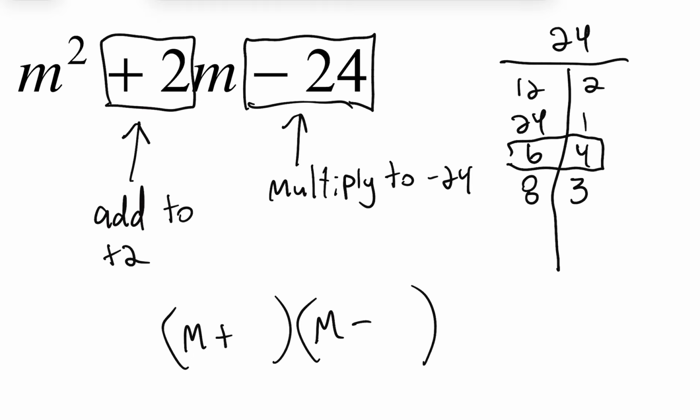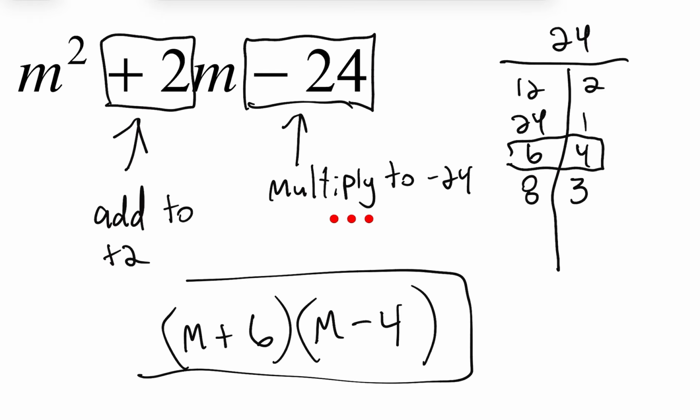So I noticed the 6 and 4. Which one has to be positive? The 6, because if we add a positive 6 and a negative 4, you get a positive 2. If the symbols were flipped, right, if the 6 was on the right and the 4 was on the left, we would end up with a negative 2. So this is your factored version.